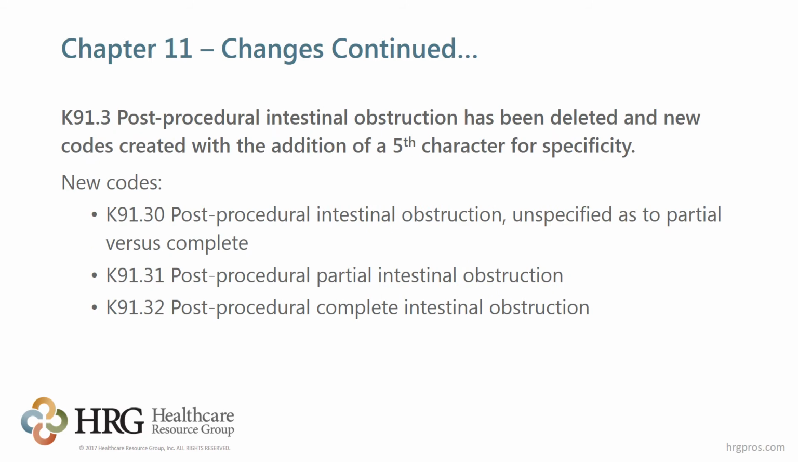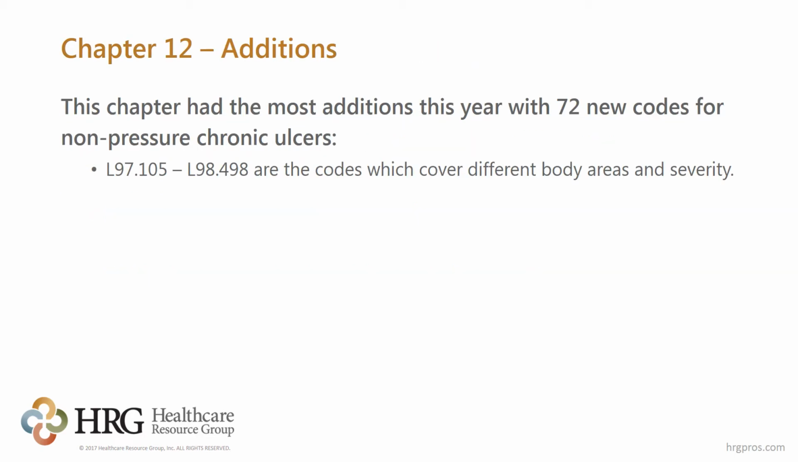The final change to the intestinal obstruction area is also the final change in Chapter 11. Post-procedural intestinal obstruction has been deleted, and the new codes are added to, once again, and for the last time, show the obstruction as partial or complete. We now move to Chapter 12. This chapter had the most additions this year with 72 new codes for non-pressure chronic ulcers.